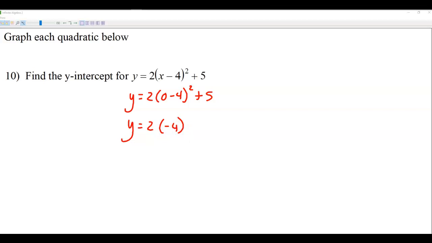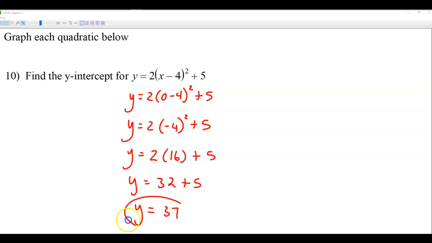0 take away 4 is negative 4. Negative 4 raised to the second power is 16. 2 times 16 is 32. And then 32 plus 5 is 37. And that's where we would be touching the y-axis, the y-intercept for that particular quadratic.